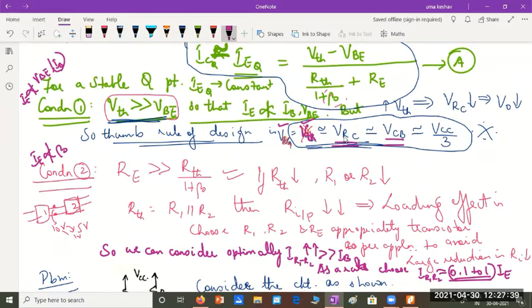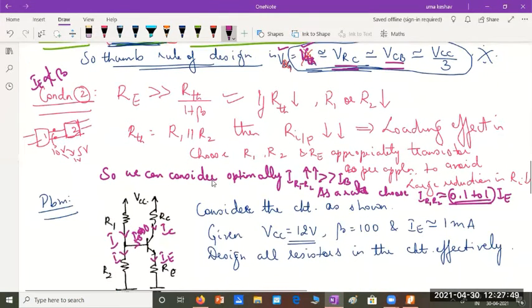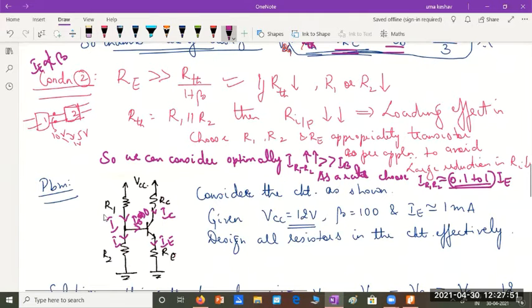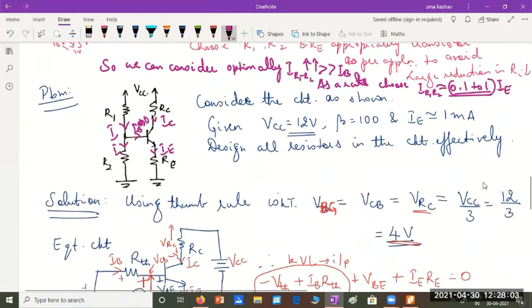The thumb rule states voltage across RC equal to Thevenin's voltage equal to voltage across the collector-base junction, which is 1/3 VCC. And the second rule tells the current in this voltage divider network is much greater than the base current, and it is normally chosen in the range 0.1 to 1 times IE. Okay. So if you remember these two conditions, now we can continue the problem we were solving yesterday.